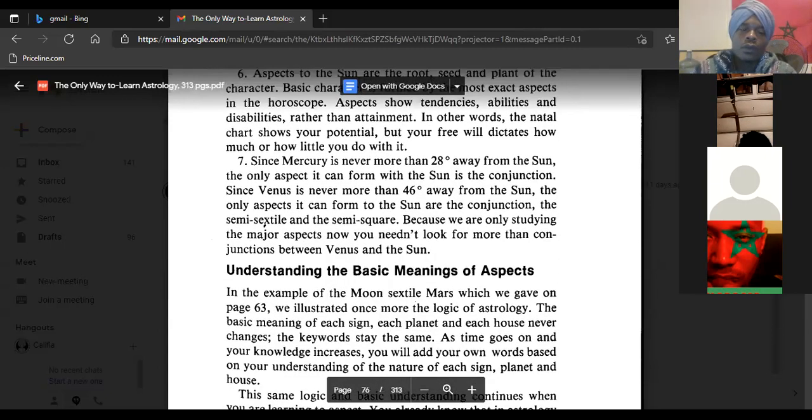7. Since Mercury is never more than 28 degrees away from the Sun, the only aspect it can form with the Sun is the conjunction. Since Venus is never more than 46 degrees away from the Sun, the only aspects it can form to the Sun are the conjunction, the semi-sextile and the semi-square. Because we are only studying the major aspects, we needn't look for more than conjunctions between Venus and the Sun.